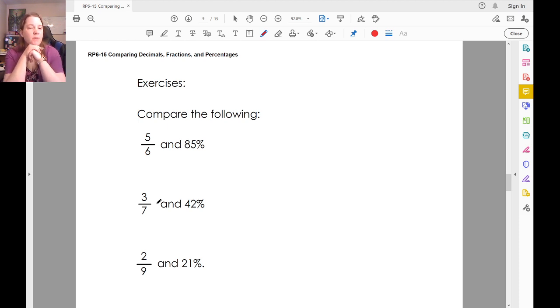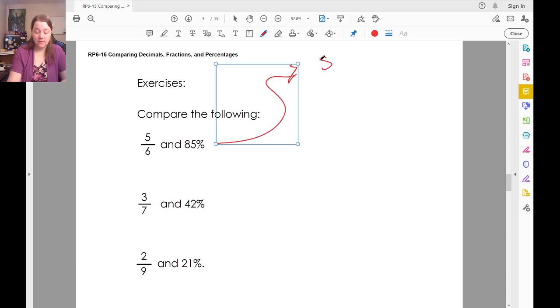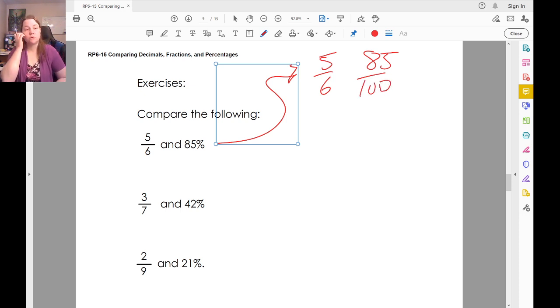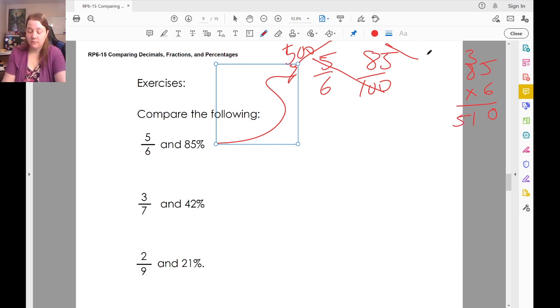Let's go ahead and compare these by doing the same thing. Now we're going to be comparing fractions by cross-multiplying. So here, I'm going to write this one up here because of space, we have 5/6 and 85 over 100. So to cross-multiply, we're going to have 500 on this side, and on this side we're going to have 85 times 6. 6 times 5 is 30. 6 times 8 is 48, 49, 50, 51. 500 compared to 510 means that 85% is bigger.